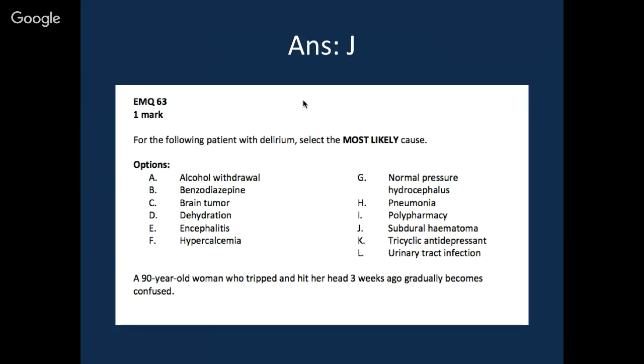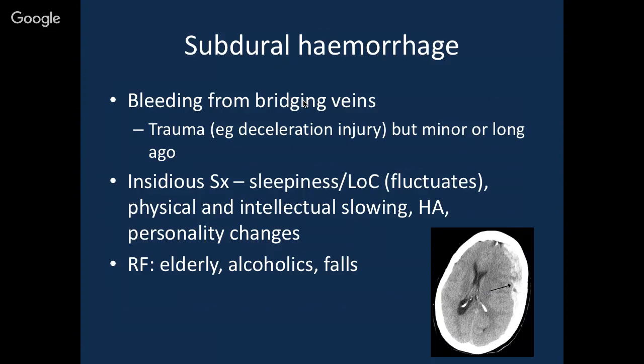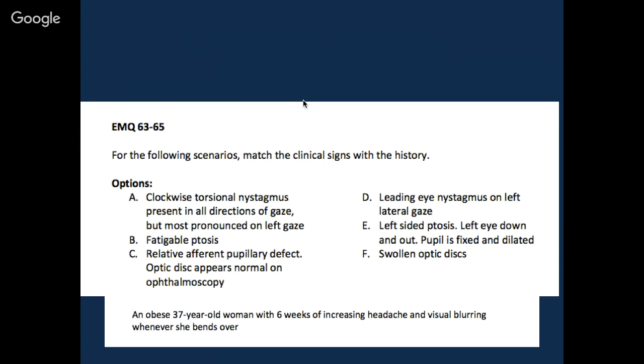Cool. So subdural hemorrhage: very old, trauma as well, bridging veins burst, and becoming more and more confused over 3 weeks. So like I said, it's a concave picture. Okay, elderly, alcoholics, falls, your classic thing here. Fluctuating consciousness is a bit of a buzzword. Okay, deceleration injury as well. Anyone have any questions so far? No questions? Cool, let's keep going.